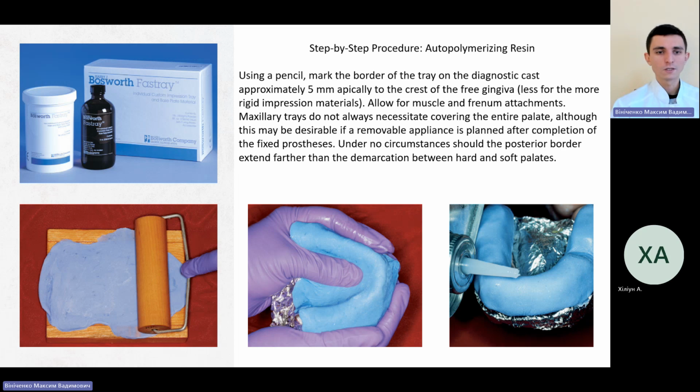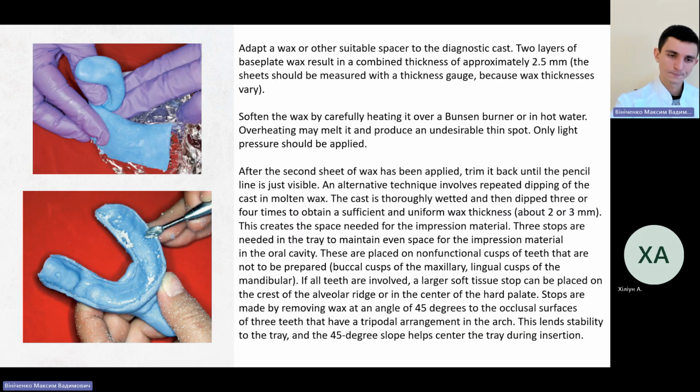Maxillary trays do not always necessitate covering the entire palate, although this may be desirable if a removable appliance is planned after completion of the fixed prosthesis. Under no circumstances should the posterior border extend further than the demarcation between hard and soft palates.